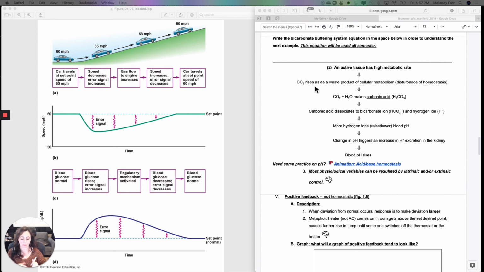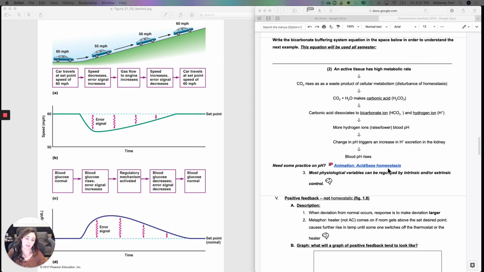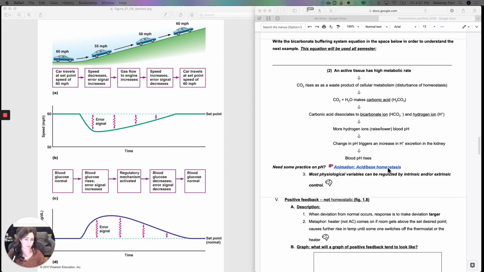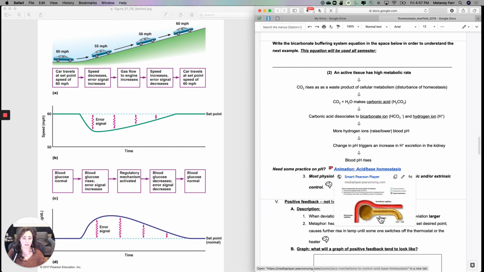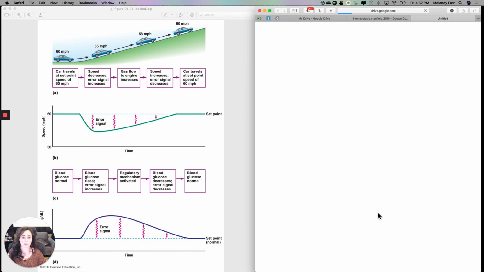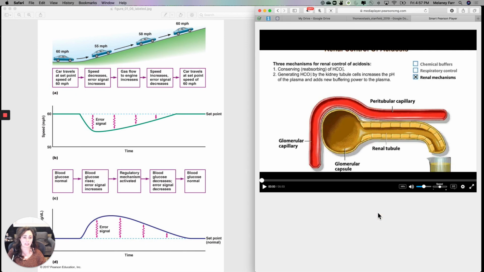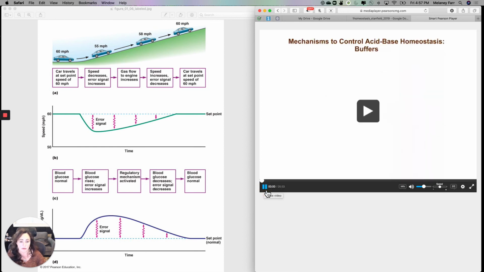Okay, so now a lot of us have trouble with pH. So I want to go ahead and tell you that Interactive Physiology, which comes with your textbook or a digital version of the textbook, has a good animation. It's a little deep for you right now, but the first part of it's really good about acid-base homeostasis that can kind of get you started on it. So let me just show you what it looks like.